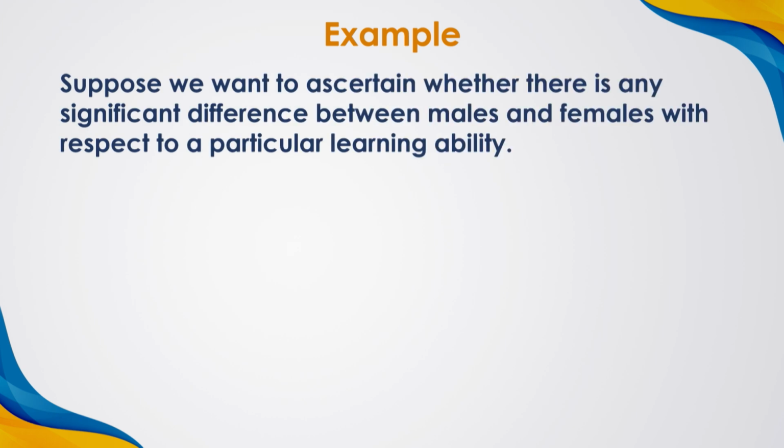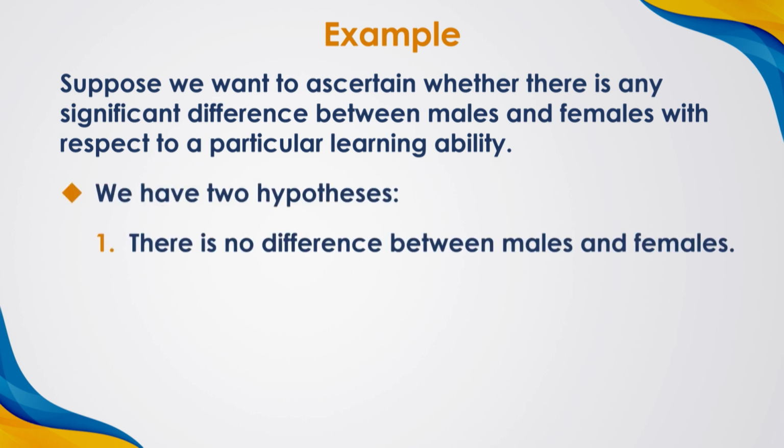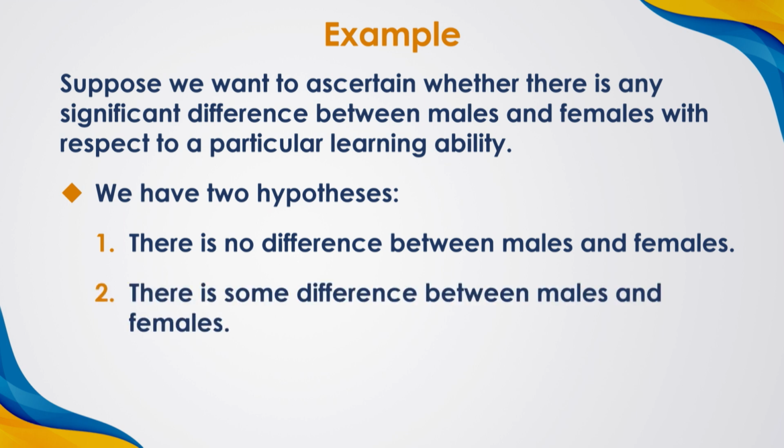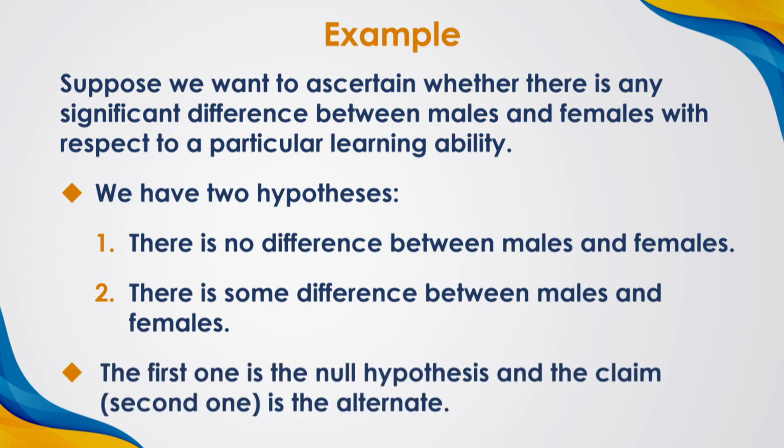Example: suppose you want to ascertain whether there is any significant difference between males and females with respect to a particular learning ability. We have two hypotheses. One, there is no difference between the males and females. Two, there is some difference between males and females. The first one is the null hypothesis, and the claim, that is the second one, is the alternate.